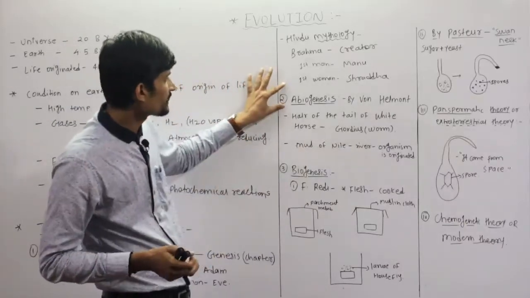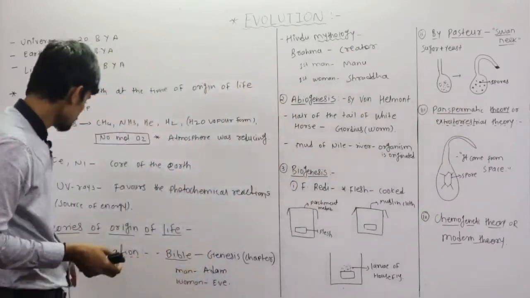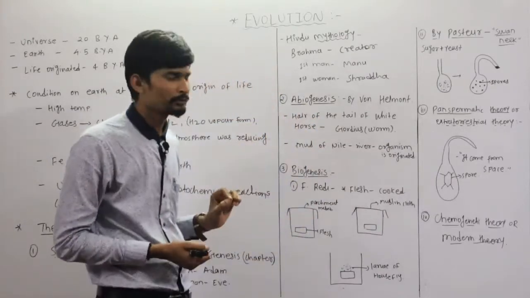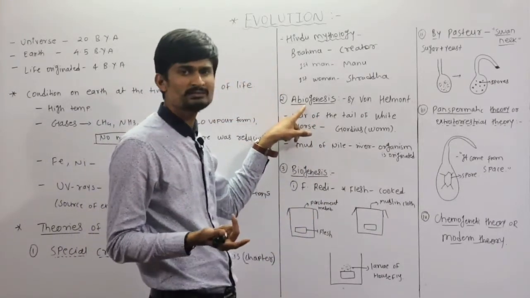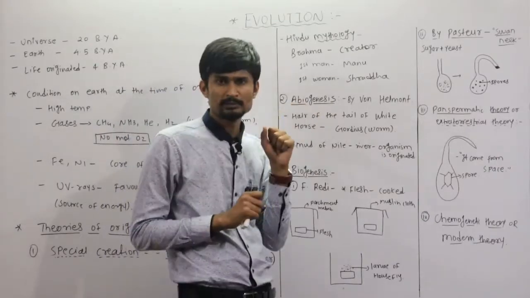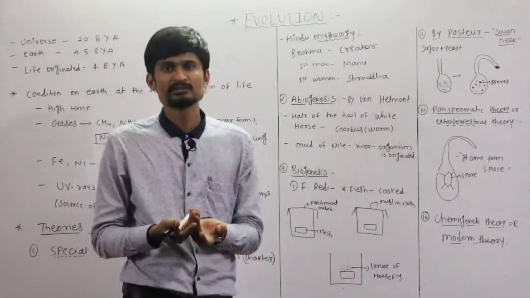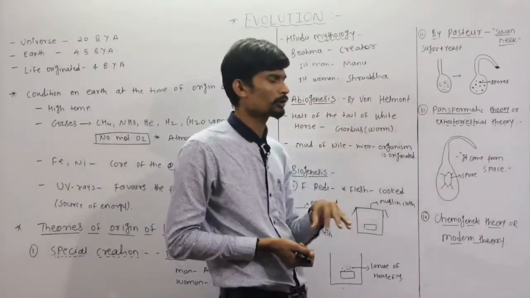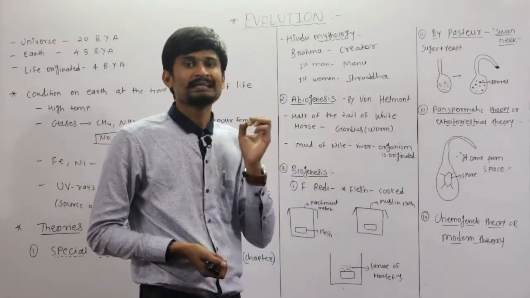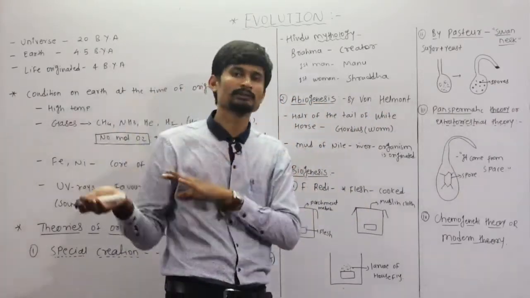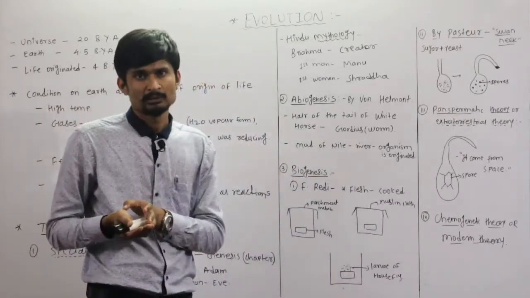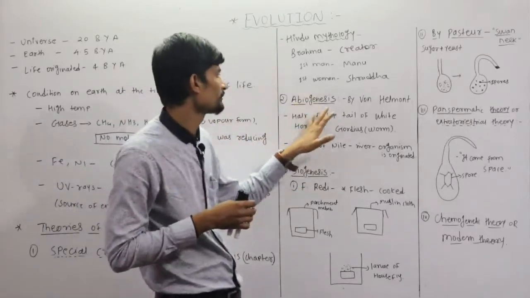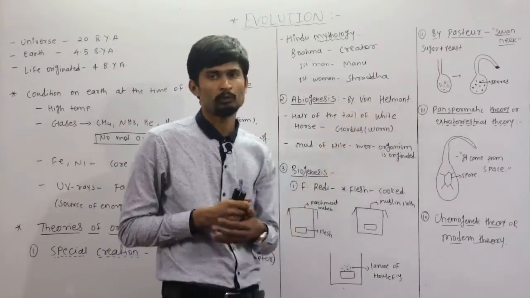Then the next theory is the abiogenesis theory. The first one is the special creation theory, the second one is abiogenesis. Abio means absence of life, that is, non-living things. Simply, abiogenesis means from non-living things. This theory was given by van Helmont. According to van Helmont, life originated from abiogenetic, non-living things, meaning living things originate from non-living things.